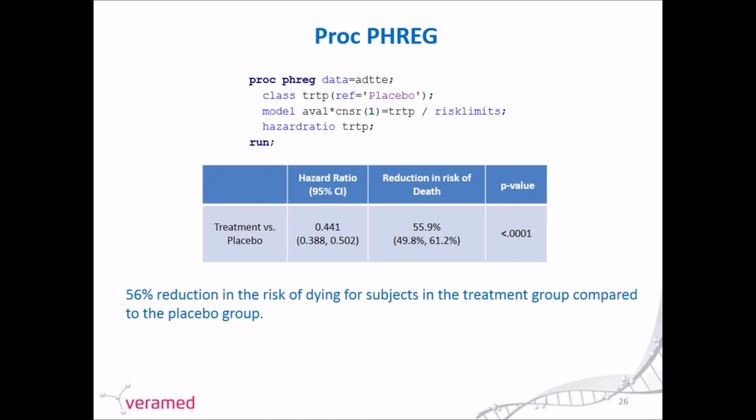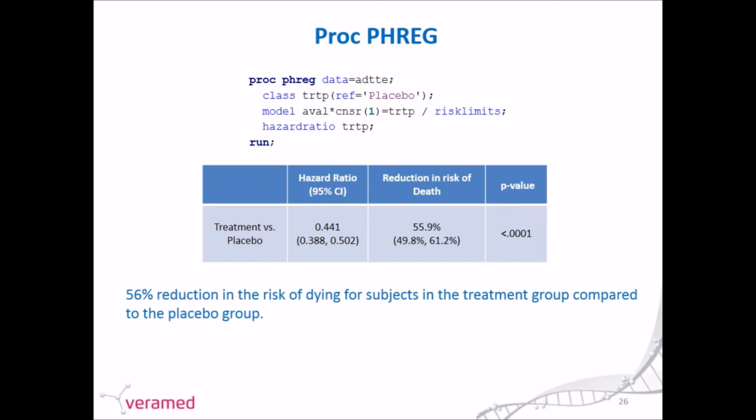And then we want to build our model. So here we want to compare time to event. So that's the eval variable from ADTTE. And then we add in the censoring variable to say, has censoring occurred or has the event occurred? And the groups that we want to compare, treatment. The risk limit statement here at the end just gives us the confidence intervals on our output.